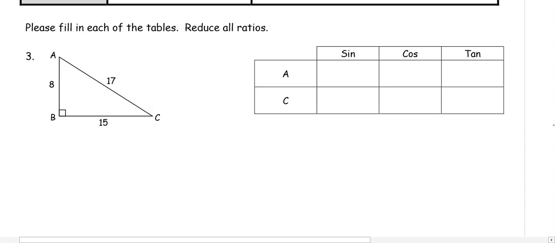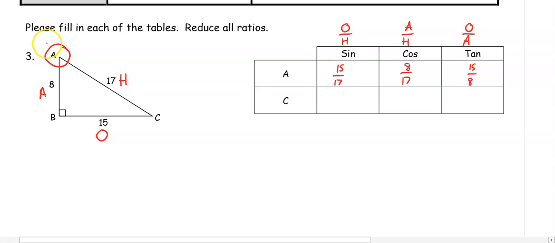So we have a triangle here. We're going to start looking at angle A. So if angle A is our reference angle, remember that sine is opposite over hypotenuse, so the opposite side length is 15. The hypotenuse is 17, because we can always label our sides. So for cosine, we have adjacent over hypotenuse. So the adjacent side is 8, the hypotenuse is 17. And then our last one for tangent, the opposite over the adjacent. So the opposite side of A is 15, the adjacent side is 8.